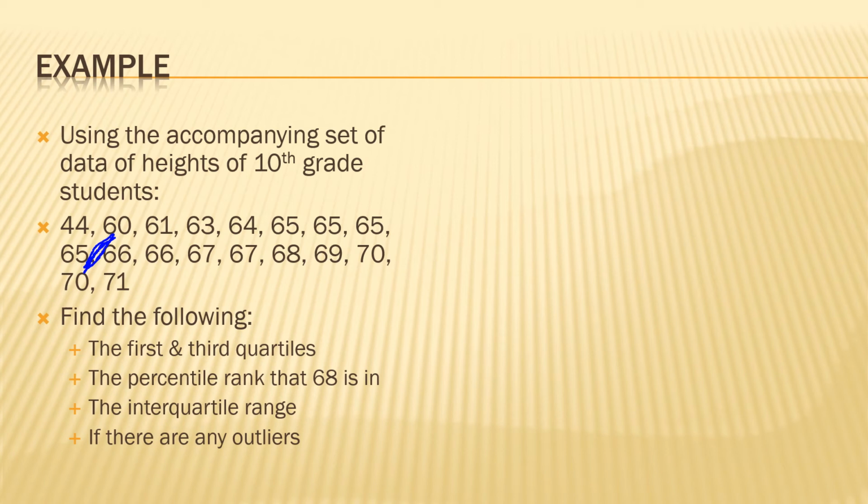The median in the lower set turns out to be 63. That becomes your first quartile. The median in the upper set turns out to be 69. That is your third quartile.